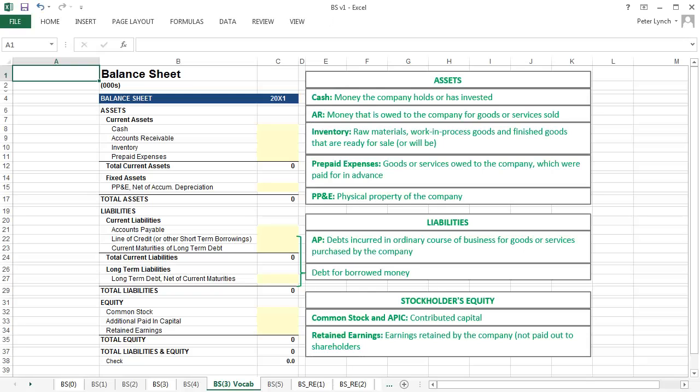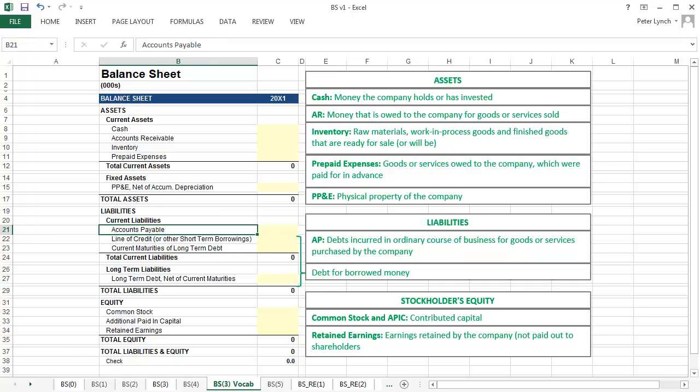Revisiting our more thorough balance sheet, I wanted to go through a couple items, but I don't want to talk about all of the definitions. If you want to review this later, it will be available in a downloadable worksheet. The items I do want to talk about, however, are accounts receivable, which we did not mention in our illustrated balance sheet, and represent money that is owed to the company for goods or services sold, and accounts payable, which is debt incurred in the ordinary course of business for goods or services purchased by the company.